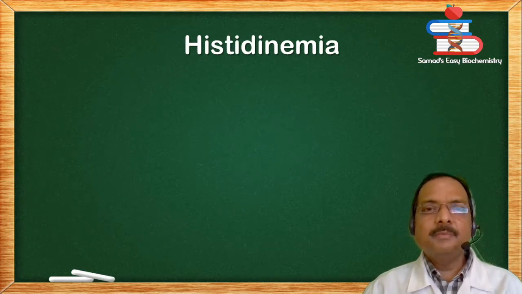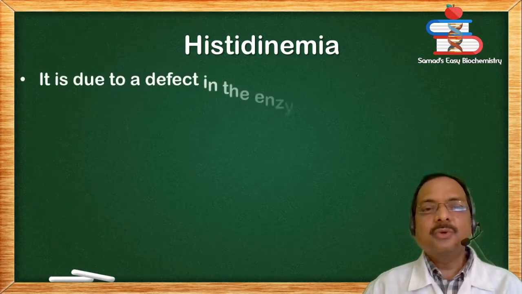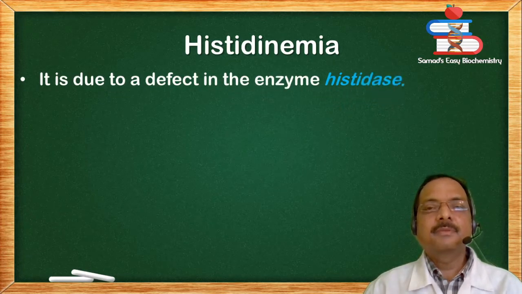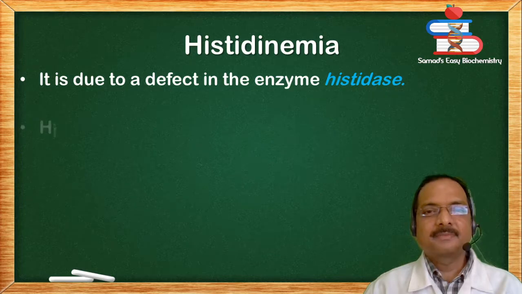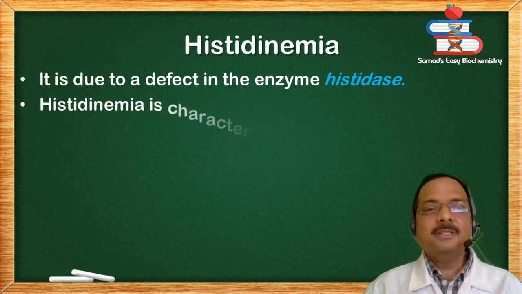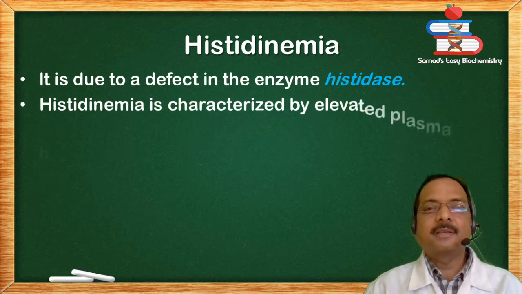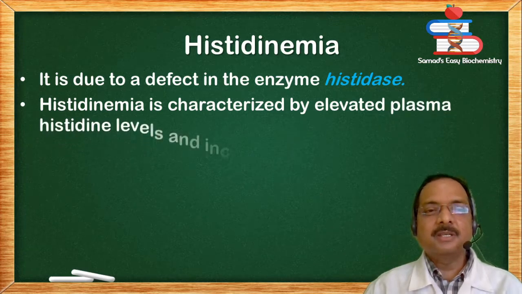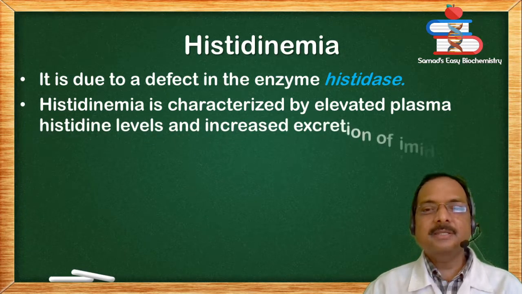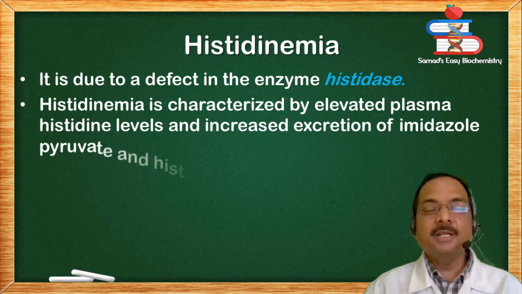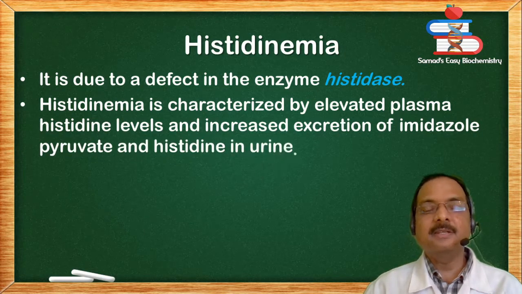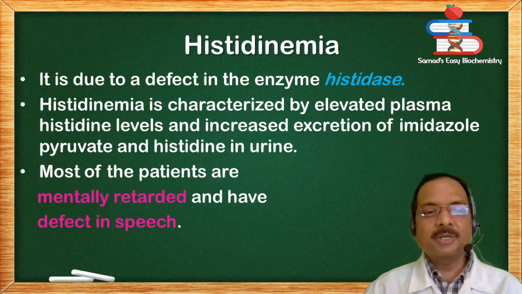Histidinemia. It is due to a defect in the enzyme histidase. Histidinemia is characterized by elevated plasma histidine levels and increased excretion of imidazole pyruvate and histidine in urine. Most of the patients are mentally retarded and have defect in speech.